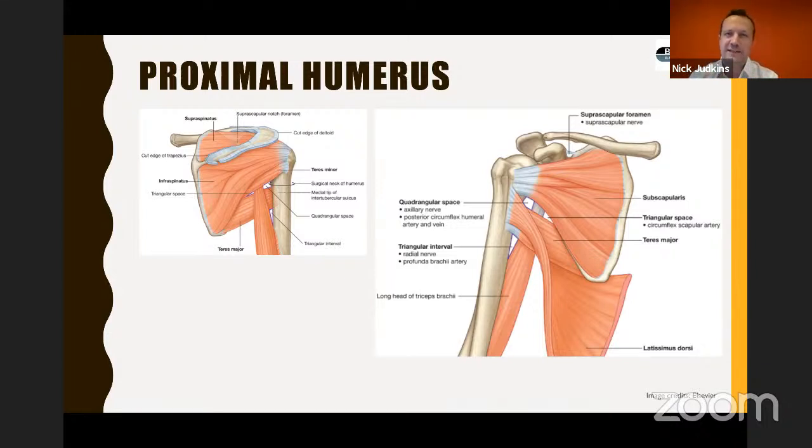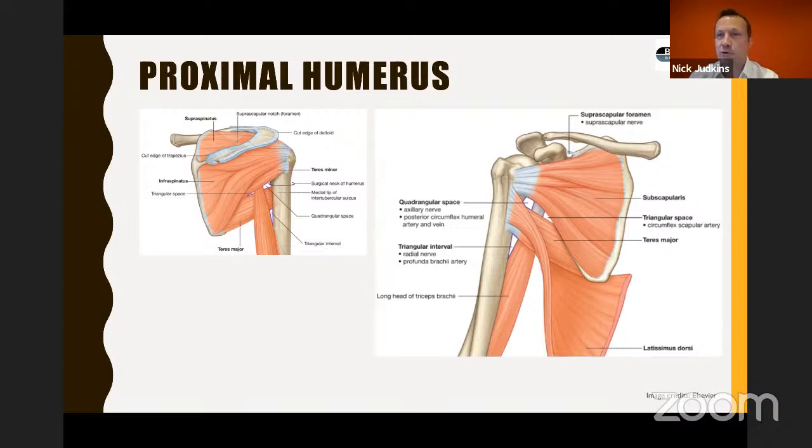And the quadrangular space is important because the axillary nerve in particular passes through it. And this is important because this nerve can be injured at this level in a shoulder dislocation, which we'll come on to talk about in a second. And it also takes the posterior circumflex artery.